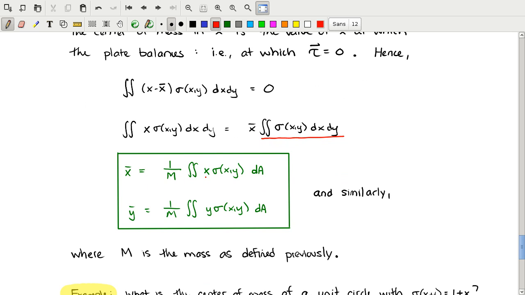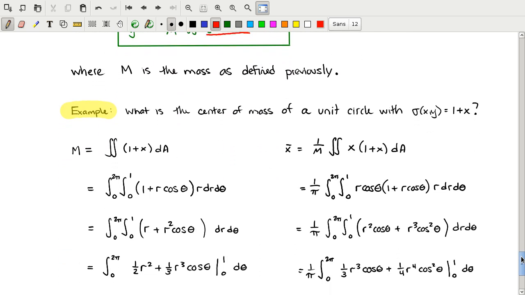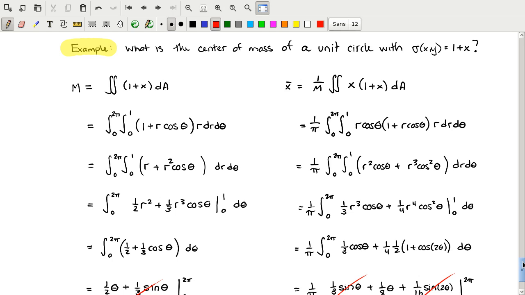This is something that is probably worth memorizing or putting on a note card. It's not trivial to rederive, and so it's worth just remembering that the x center of mass is x times the density. The y center of mass is y times the density, and the mass itself is just the integral of the density, which is needed to calculate the x and y center of masses. So we'll conclude with an example of this kind of calculation.